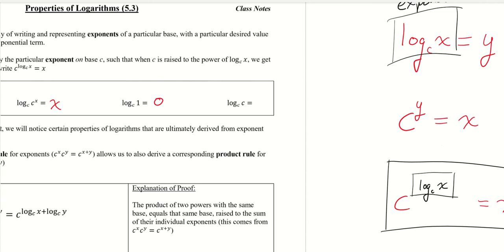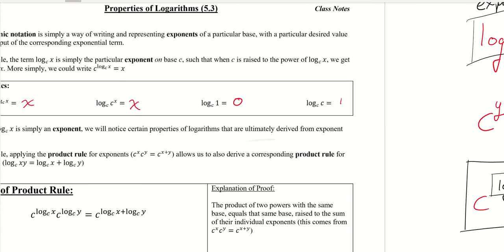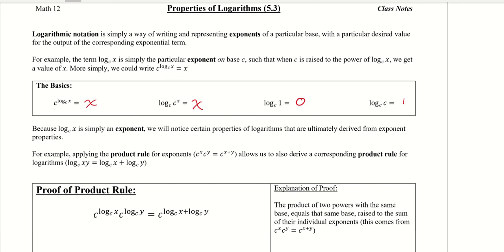All right, so let's look at this last basic property of logarithms. C raised to some power is equal to itself. Well, what power could we raise c to get itself? We could raise it to the power 1, right? If we rewrite this in exponential form, c to the power 1 equals c, is that true? Absolutely, that is true. All right, so these are the basic properties of logarithms.